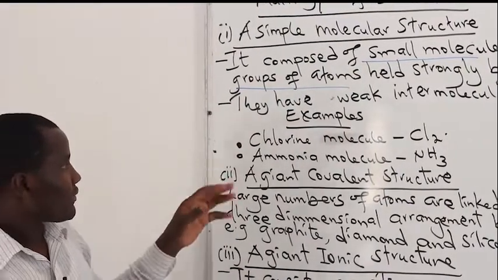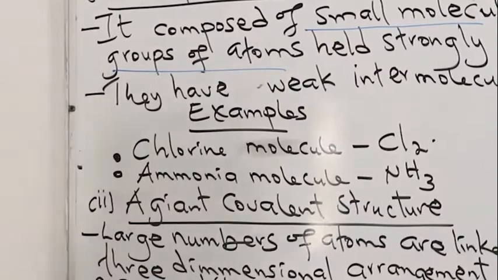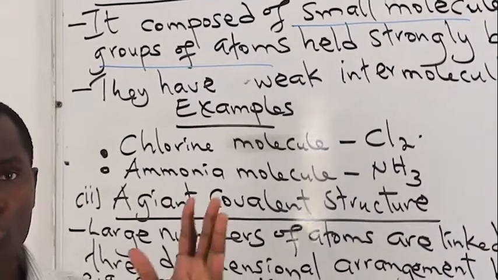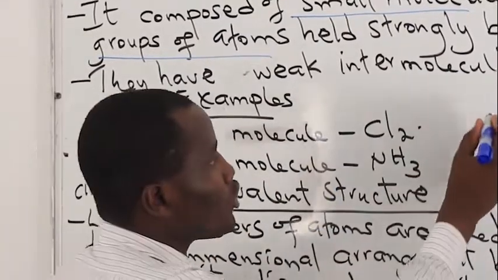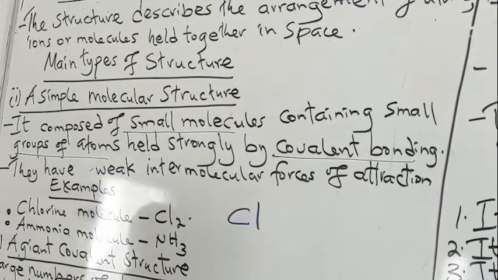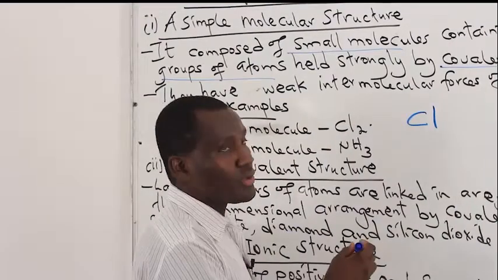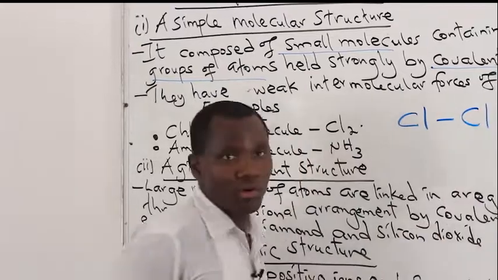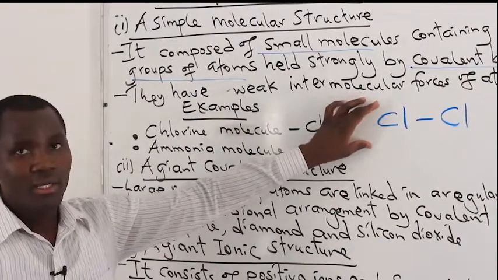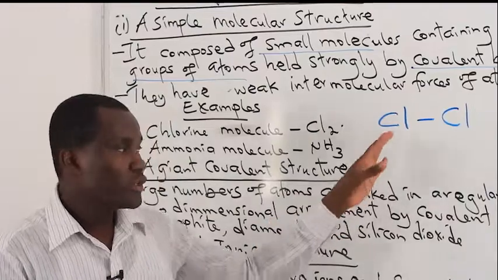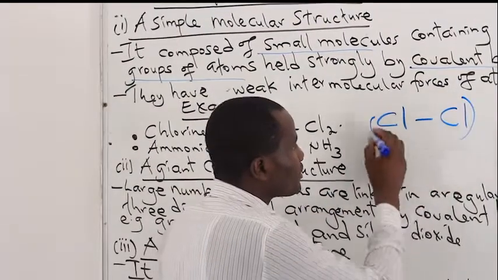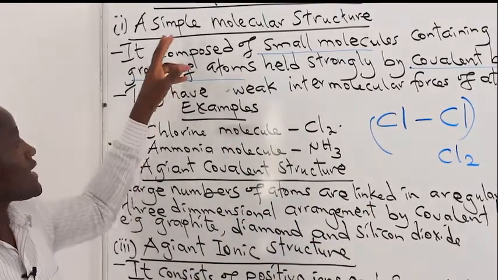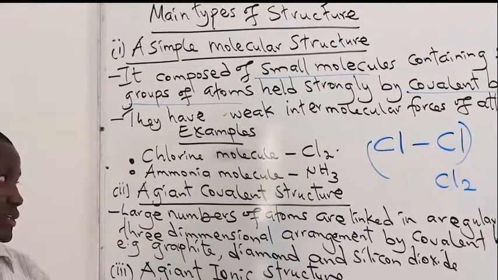A good example we have under this is chlorine. Remember, a chlorine molecule is a combination of two chlorine atoms. So we have one chlorine, this is a chlorine atom. This chlorine atom combines with another chlorine to form a chlorine molecule. So we can illustrate this using a covalent bond. This is a chlorine, this is another chlorine. The combination of the two is what is giving us the chlorine molecule. That is an example of a simple molecular structure.